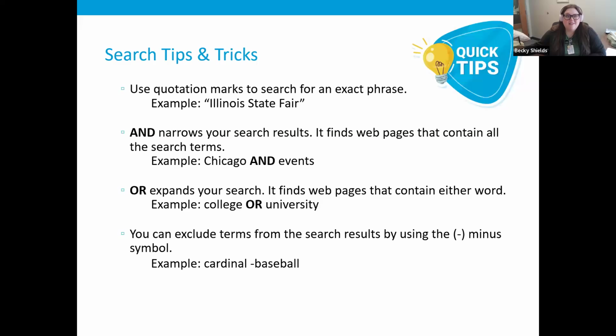And if you want to exclude terms from your search results, you can use the minus sign, the little dash. For example, if you wanted to learn about cardinals, which are a bird, but you kept getting search results about the St. Louis Cardinals, who are a baseball team, you could search for Cardinal minus baseball. Any of those results that are about baseball will not show up in your search.